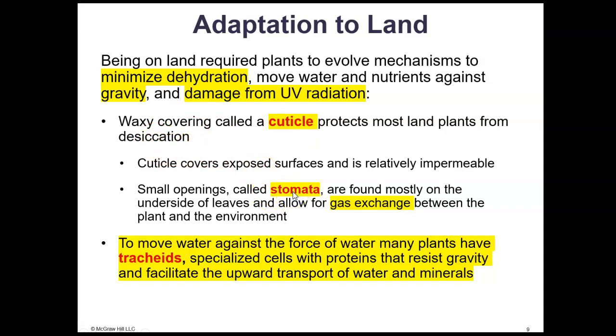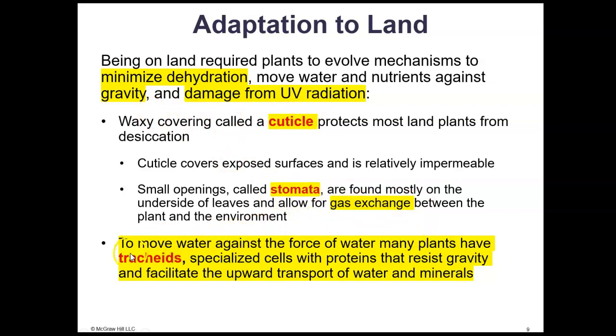Then we have openings in the leaf called stomata. And stomata are openings mostly found on the underside of the leaf because the cuticle is going to block the stomata on the top side of the leaf. But the underside of the leaf isn't going to have a really thick waxy coating, so you're going to find more of these openings. Stomata allow oxygen and carbon dioxide to enter and leave the leaf, and also allow for water vapor to leave the leaf by a process we call transpiration. So basically gases enter and exit the leaf through the stomata.